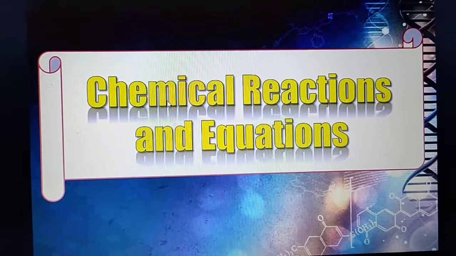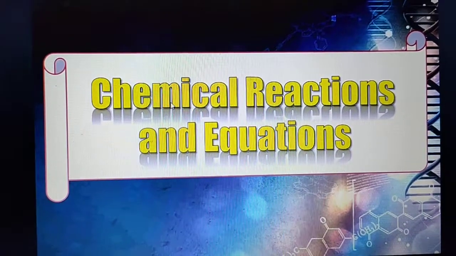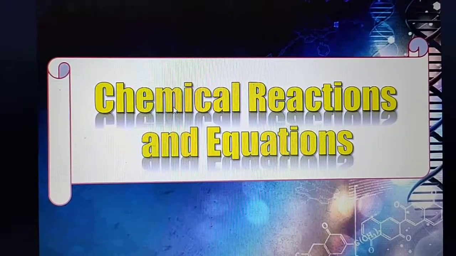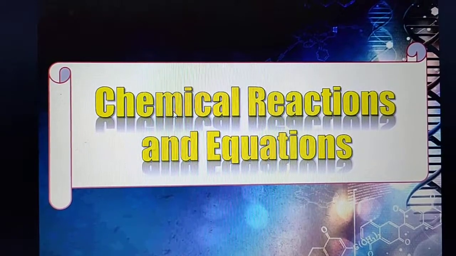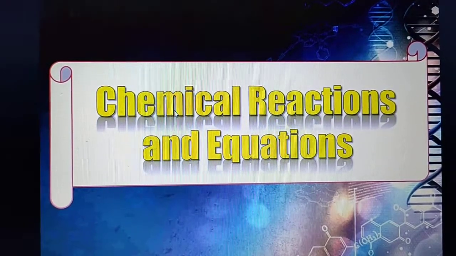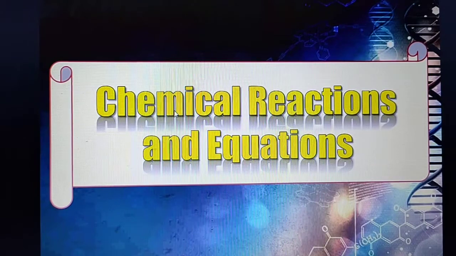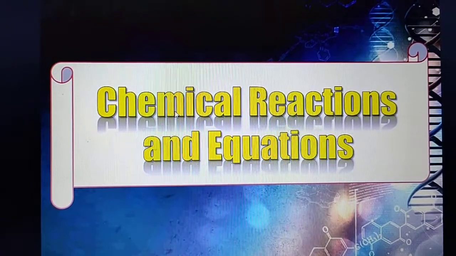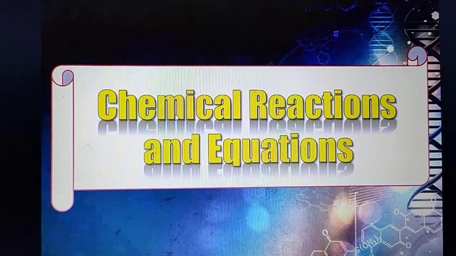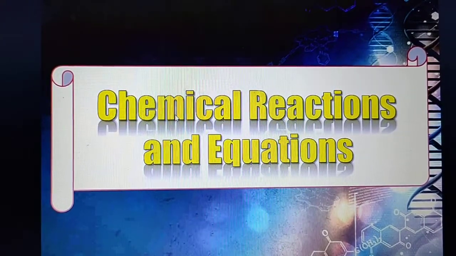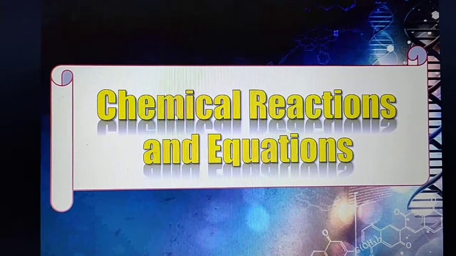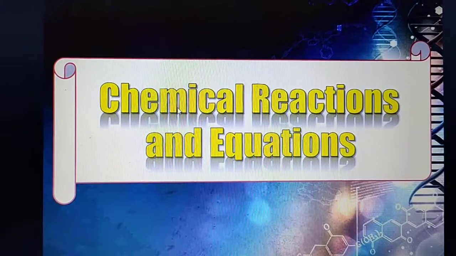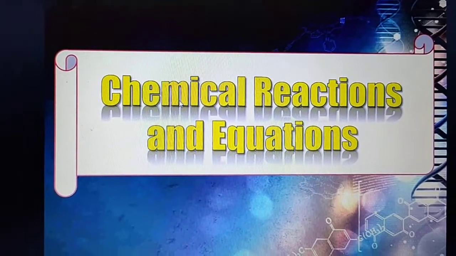Good morning, students. In the previous class we discussed the characteristics of occurrence of a chemical reaction. In that we studied 6 characteristics of a chemical reaction: evolution of gas, change of color, change of smell, formation of precipitate, energy change and change of state. Today we will discuss chemical equation.